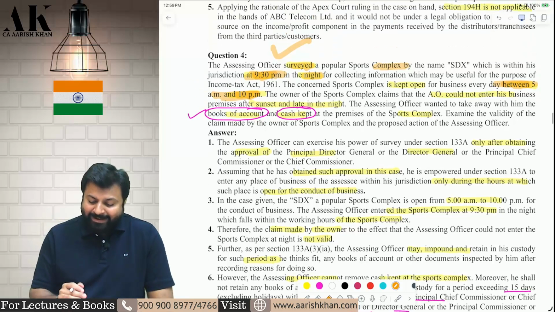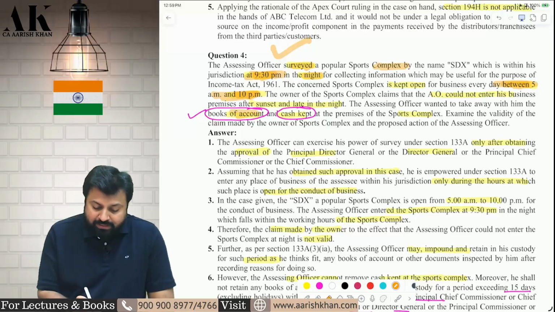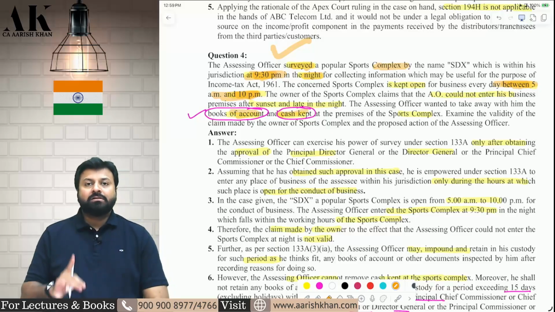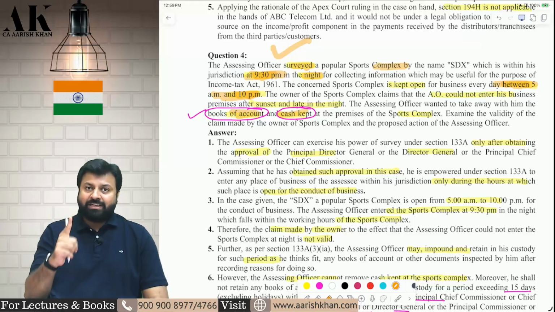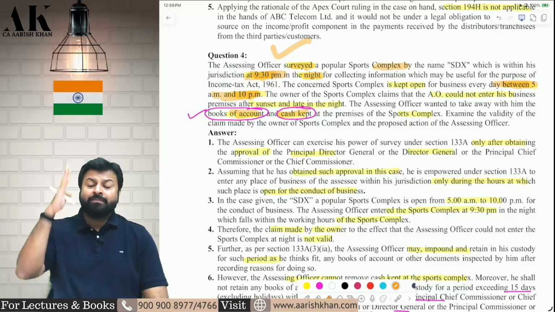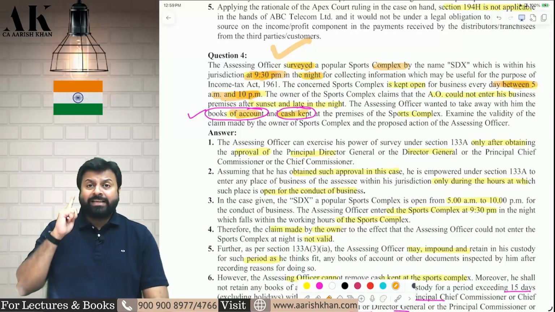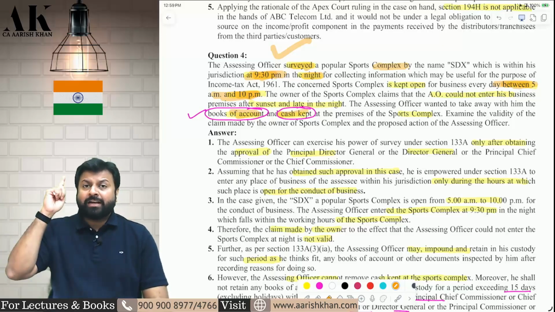Second thing, can he after entering take away books of accounts and cash? There are 2 things which he wants to take away. One is cash, one is books of account. Let me talk about cash. Cash he cannot take away. In case of survey, he cannot take away cash under any circumstance.